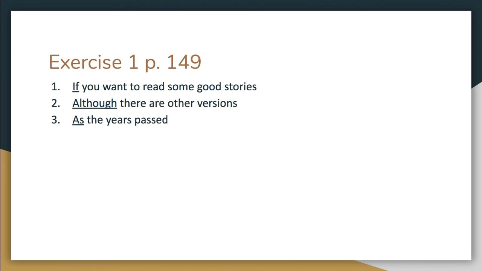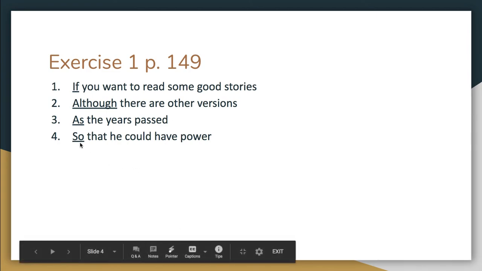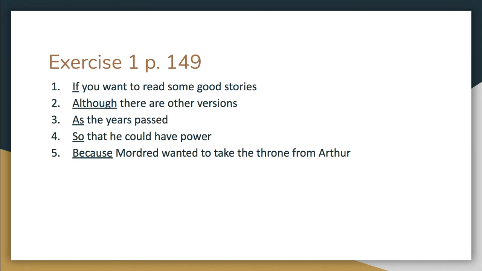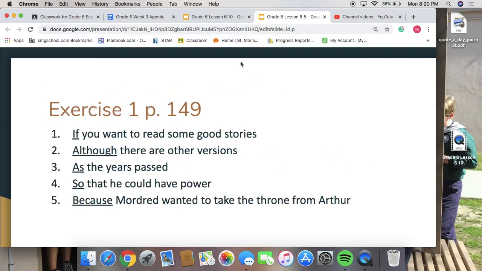Number 4, an evil knight, Mordred, plotted so that he could have power. So that he could have power, and so that, oops, these both should be underlined. So that both. So that he could have power. And number 5, because Mordred wanted to take the throne from Arthur, a great battle occurred. Because Mordred wanted to take the throne from Arthur, and because is a subordinate conjunction. Your job is to do exercise 2 on Google Classroom. Please let me know if you have any questions at all.